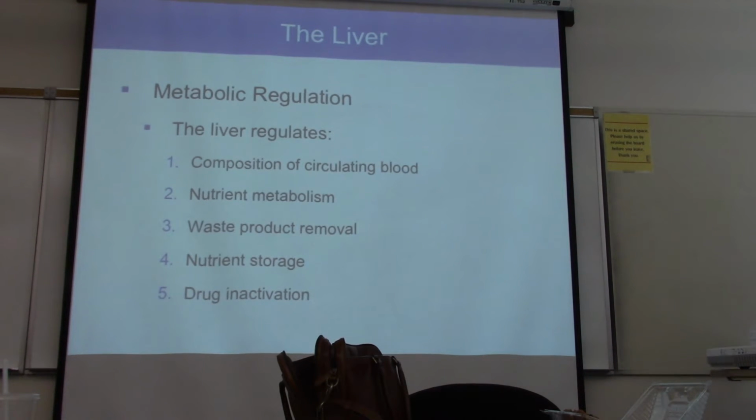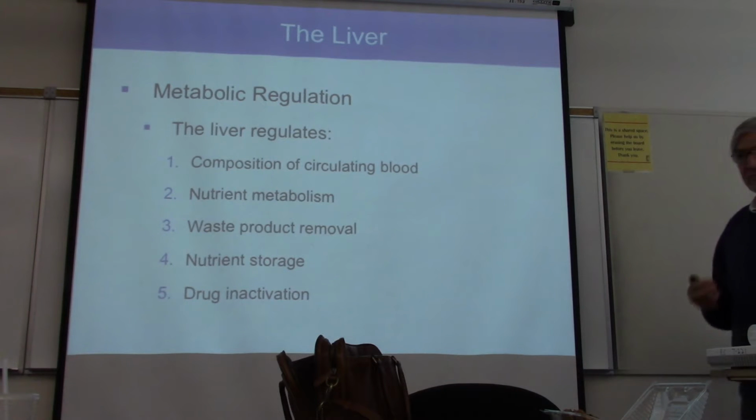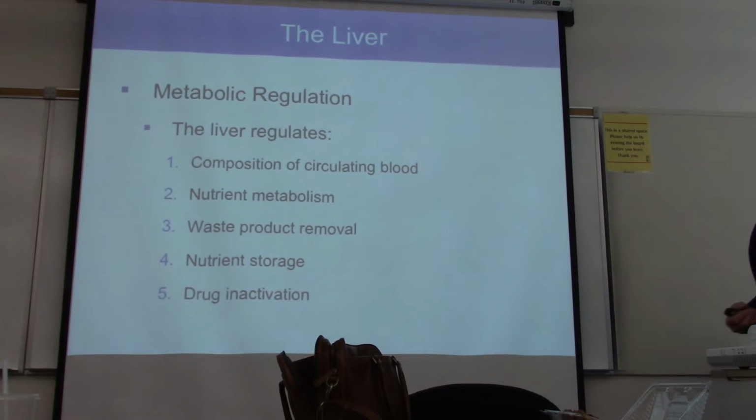So, the liver regulates the composition of your circulating blood and your nutrient metabolism. It stores glycogen. Remember the old concept of carbo loading? Most of your glycogen is stored either in your liver or in your muscles. That was one thing we thought worked well with carbo loading, but it really didn't work. We store a lot of stuff in the liver, like that glycogen. The liver also serves to deactivate some drugs.